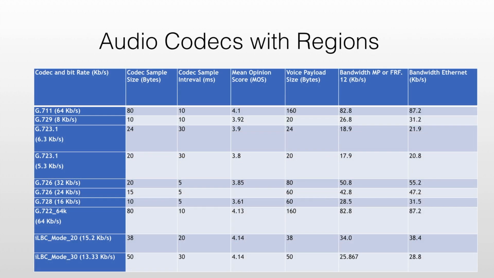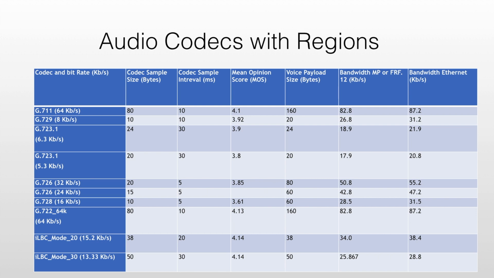Okay, so call admission control. We're dealing with regions and locations, and regions is the first thing that we want to look at. Regions controls which codecs you use between endpoints when calls are set up. This is a specific bandwidth allocation associated with each audio codec, and it allows you to easily plan and predict how much bandwidth is going to be consumed.